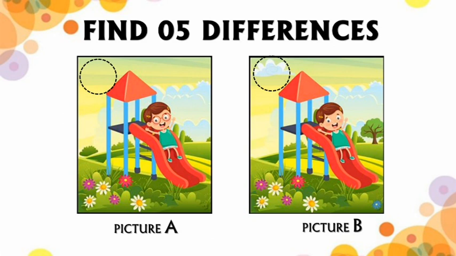Let's guess the second difference. Oh, it's the glasses of the little girl. As you can see in the first picture, that lovely little girl was wearing the glasses and in the second picture she is not wearing it. Maybe it fell. In the first picture, there is no tree, but a tree appears in the second picture like magic. Wow!